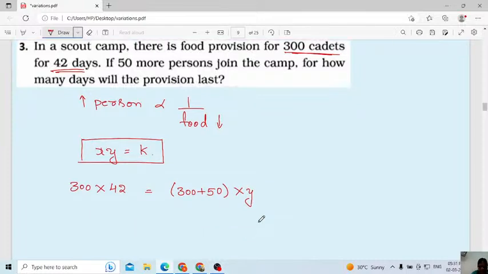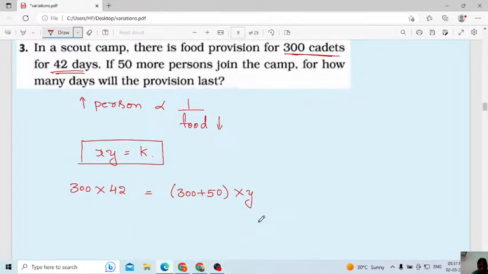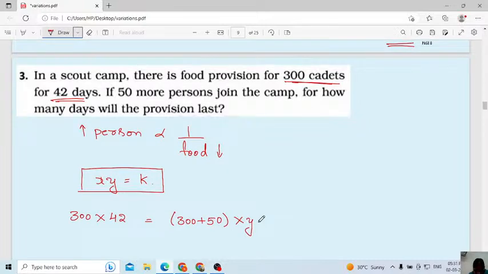Anything you consider. Those who did not understand, listen. Those who gave the answer, good. Usharani, Lakshmi, yes, 36 is the correct answer. But here don't consider 300 here. Here 300 cadets, 42 days is one relation. Then 50 more persons join the camp, means 300 plus 50. Maybe sometimes they will say 50 left the camp. In that case, you have to do subtraction. Then solve, you will get the value.